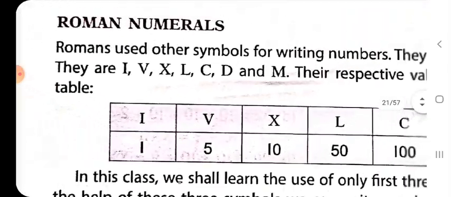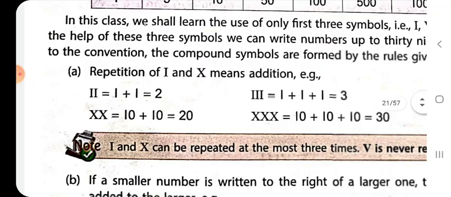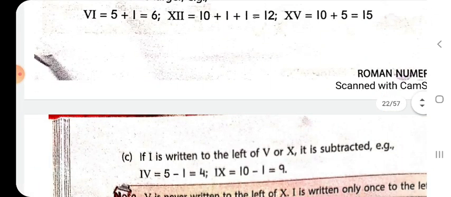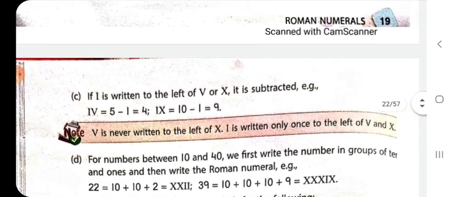Another 2 important points we discussed yesterday: I and X can be repeated at most 3 times, maximum 3 times, and V is never repeated. The second important point was that V is never written to the left of X. It can be written on the right, but it can never be written on the left of X.